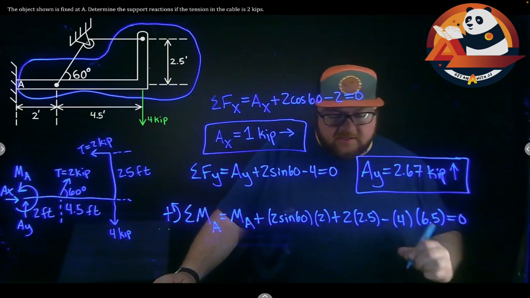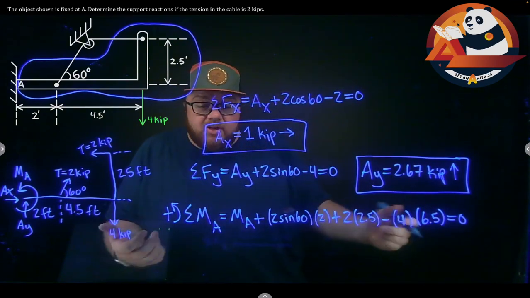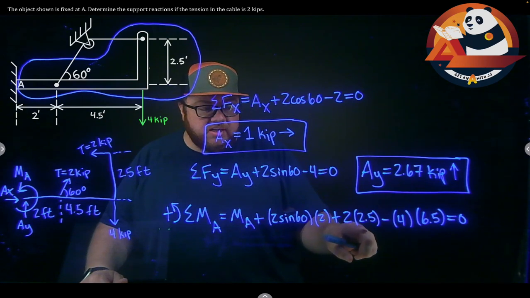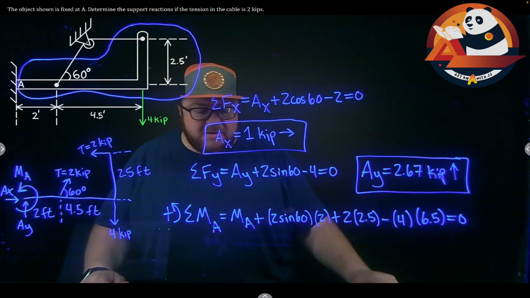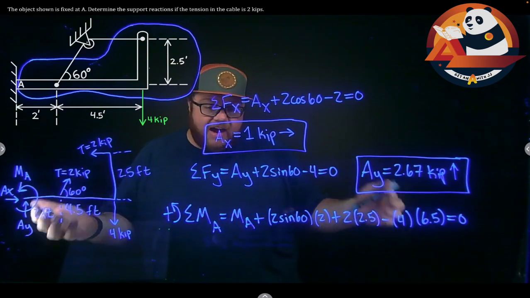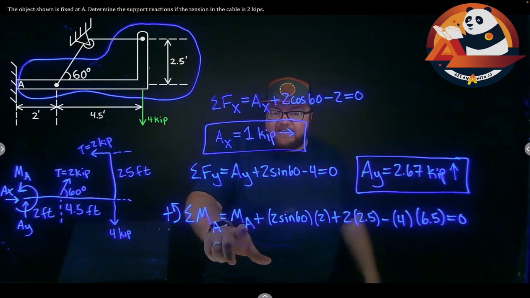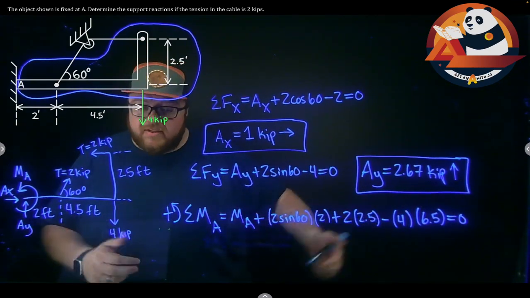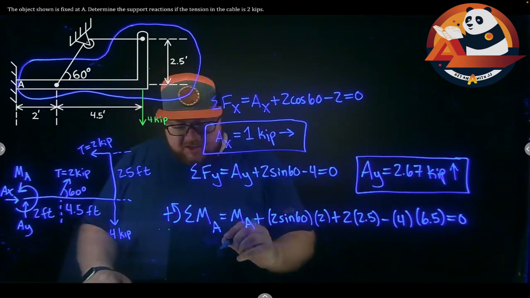This equals 0. Again, conceptually, if I leave MA off in this, 2 sine 60 times 2 plus 2 times 2.5 minus 4 times 6.5 does not equal 0. Without MA in here, I don't have a valid equation set up. I have to have my variable I'm actually solving for so I can set it equal to 0 and solve for that unknown. But we do have that, so let's go ahead and find it.